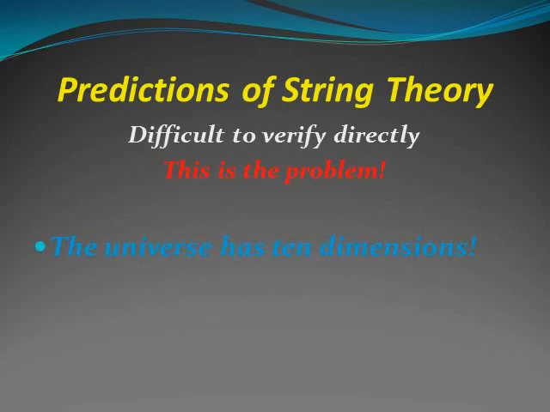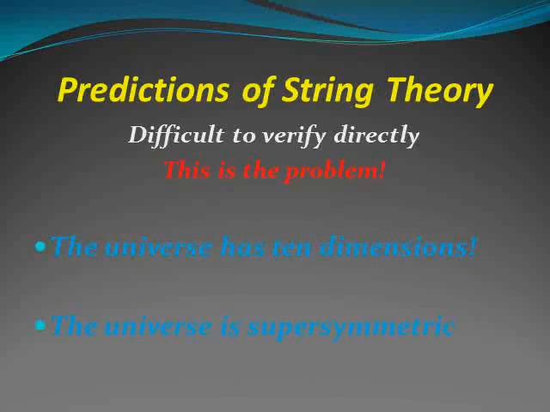Two main predictions stand out. First, string theory predicts that the universe has 10 dimensions. In addition to the familiar 3 dimensions of space and 1 dimension of time, there are 6 extra hidden dimensions of space. You may well ask, how can this be? We do not experience any extra dimensions in our daily lives. According to string theory, the 6 extra dimensions must be curled up into a tiny ball, so small that we cannot detect them even with our most powerful measuring devices.